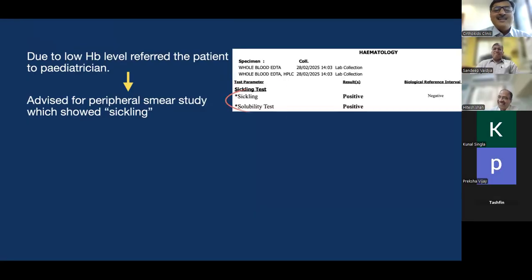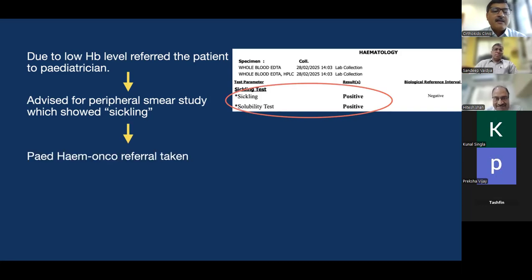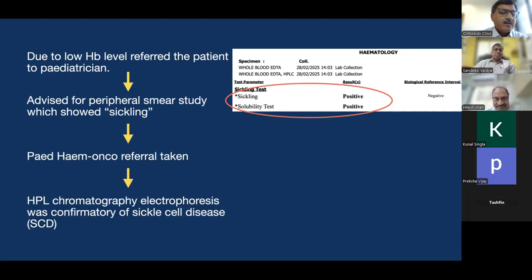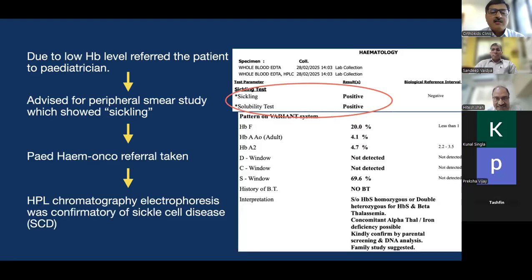And then he was showing sickling, and this patient was referred to a hematologist. And as you said, they have done this HPLC electrophoresis, and that also confirmed sickle cell disease. Now, the surprising thing was the child did not have any blood transfusion before or any sickle cell crisis before this.